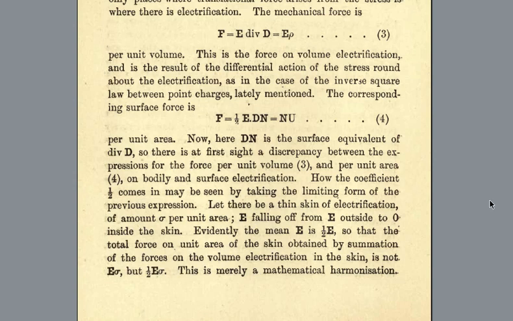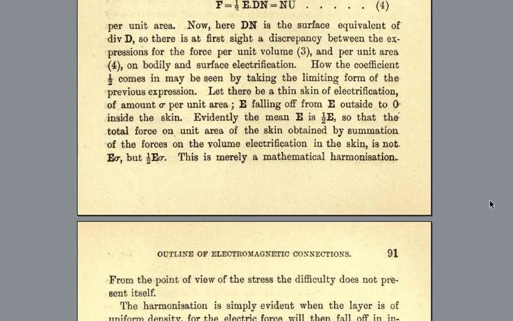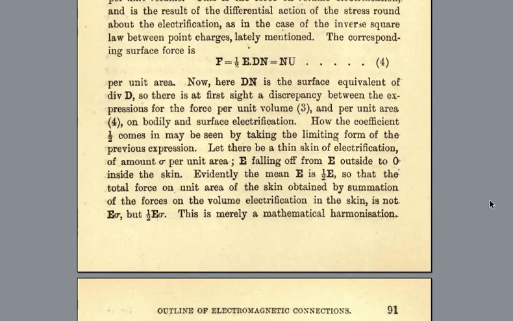How the coefficient 1/2 comes in may be seen by taking the limiting form of the previous expression. Let there be a thin skin of electrification of amount sigma per unit area, E falling off from E outside to 0 inside the skin. Evidently, the mean E is 1/2 E, so that the total force on unit area of the skin, obtained by summation of the forces on the volume electrification in the skin, is not sigma E, but 1/2 sigma E. This is merely a mathematical harmonization. From the point of view of the stress, the difficulty does not present itself.